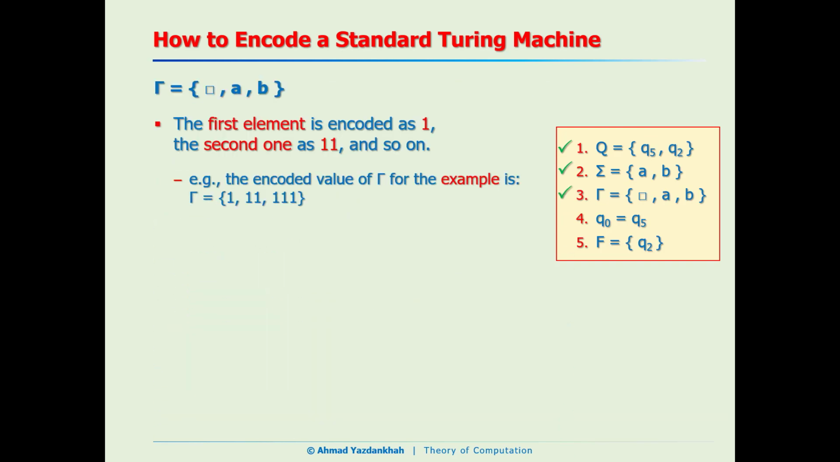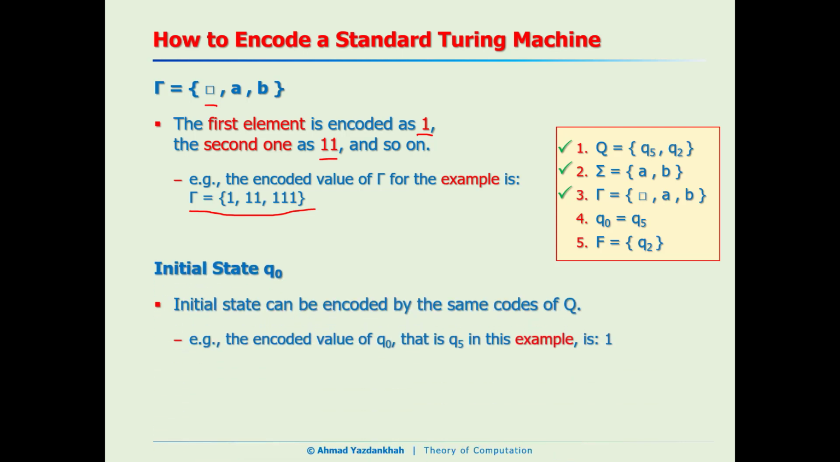We use the same policy that we mentioned for the queues. We encode the first element as 1 and the second element as 1, 1, and so on. For this particular example, as you see, the gamma is encoded something like this. How about the initial state? The initial state, or Q0, in this particular example is Q5, and Q5 has already been encoded when we were encoding the Q, so we don't need to encode it independently. In this particular example, it is encoded as 1.